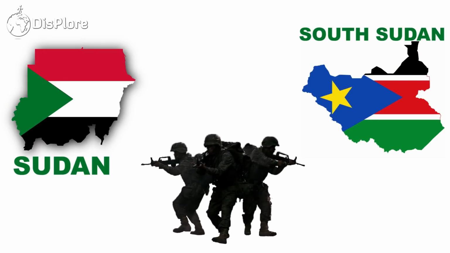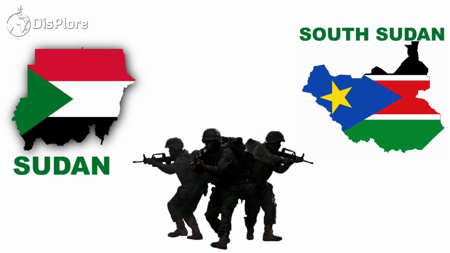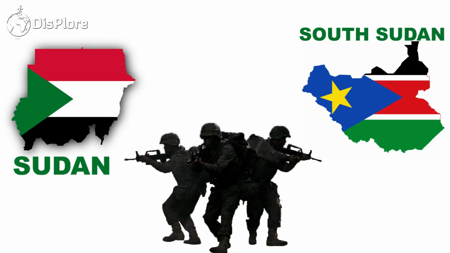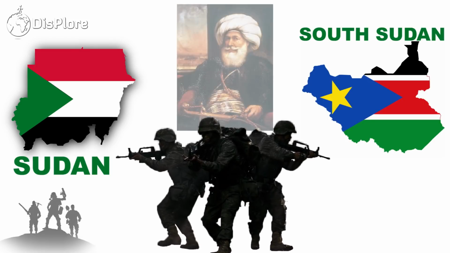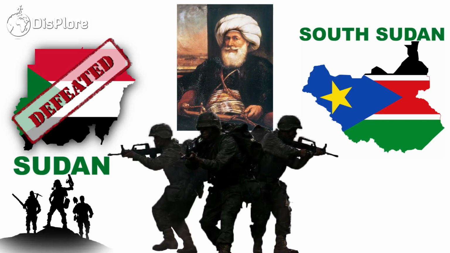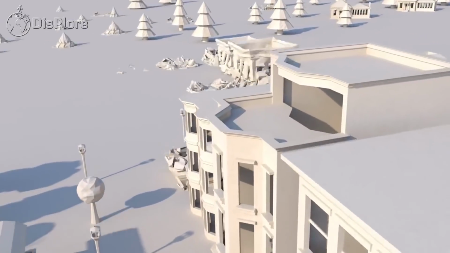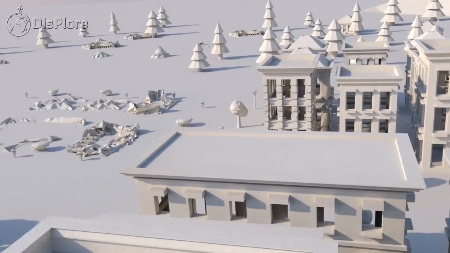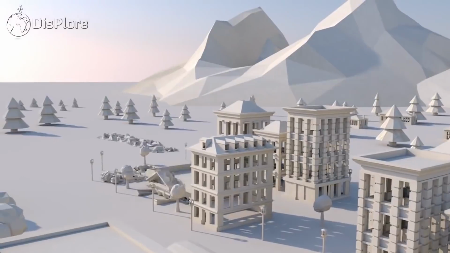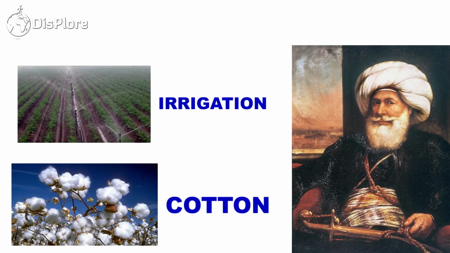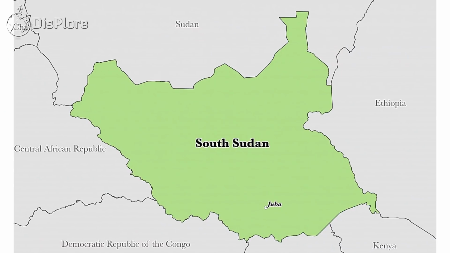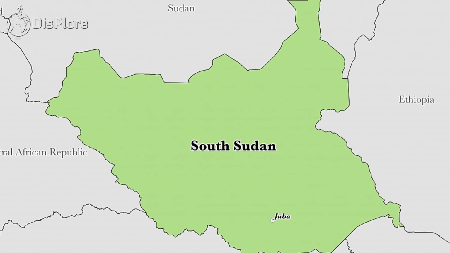Now, the origin of the conflict between Sudan and South Sudan dates as far back as the 1800s, when the Ottoman ruler of Egypt, Muhammad Ali, invaded and conquered northern Sudan. During his rule, the Egyptian authorities made significant improvements to the Sudanese economy and infrastructure, mainly in the north, especially with regards to irrigation and cotton production. At that time, the southern part of Sudan felt ignored.